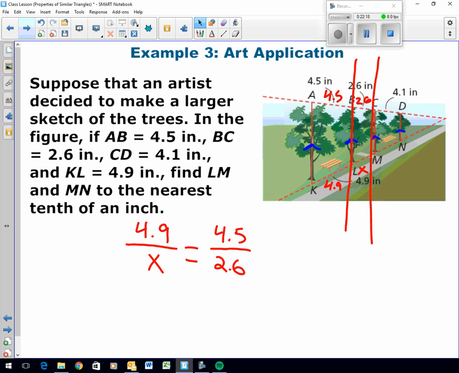If I multiply this out, I get 4.5 times x. I get 4.9 times 2.6. Yes, ma'am? Hold on a second. What is it? 12.74 right here. 12.74 equals 4.5x. Noel, you're now my expert. What's 12.74 divided by 4.5? 2.83.